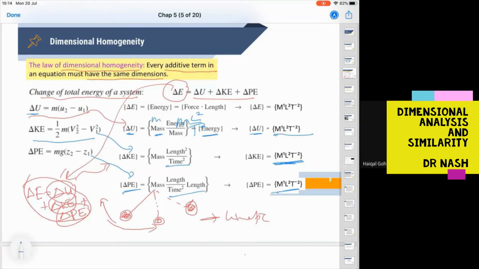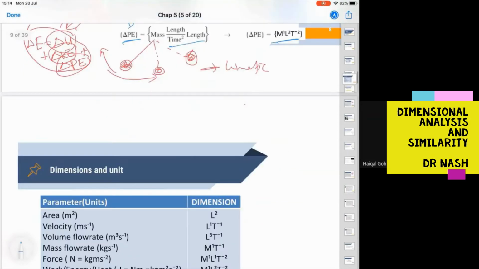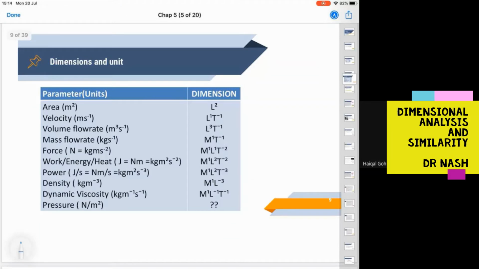Okay, no questions. Okay, proceed. Dimension and unit. Definitely, when we have shapes, specifically geometry, then we can have the dimension of the geometry. For example, the parameter of area. Area is, for example, length times width, and then we can have m power of 2, and then it's equal to L power of 2.